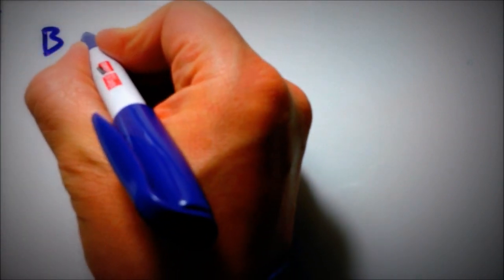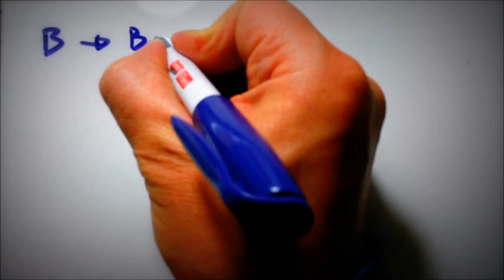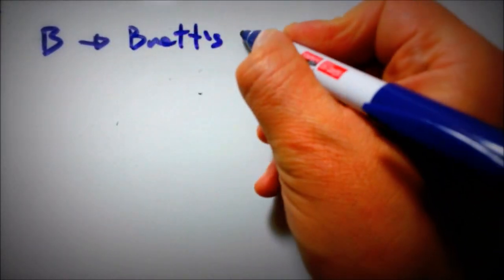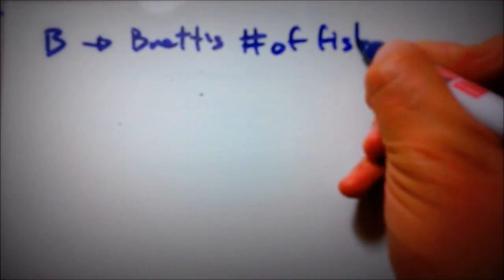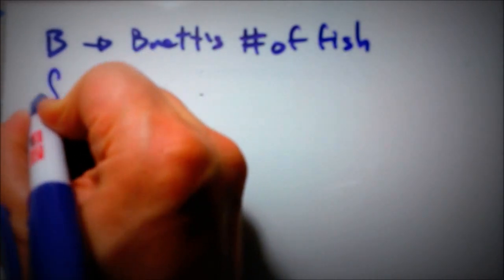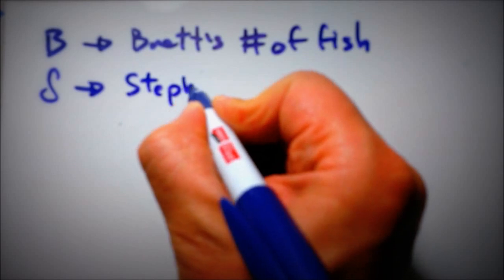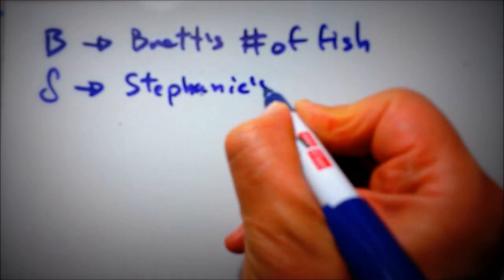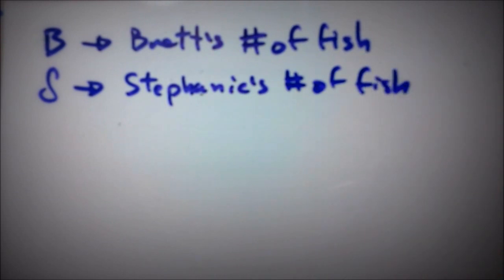I'm just going to say that B would represent the number of fish that Brett has. So Brett's number of fish. And I'm going to say that S represents Stephanie's number of fish. Okay, so good. So you have these two variables.